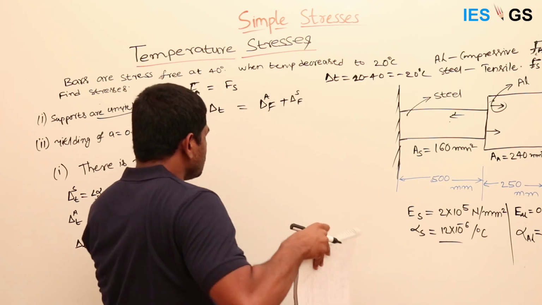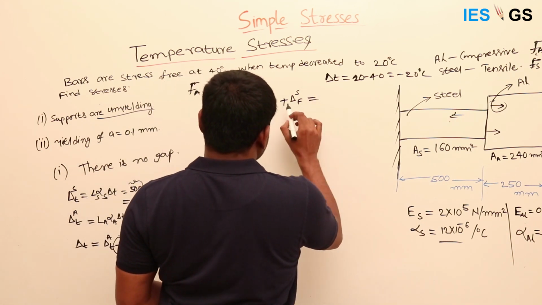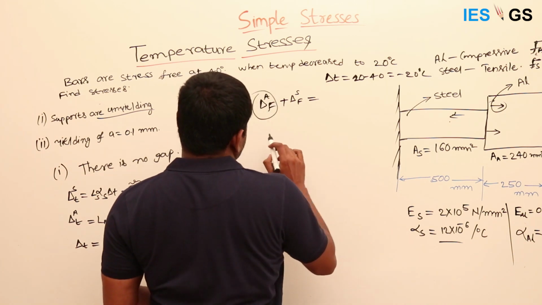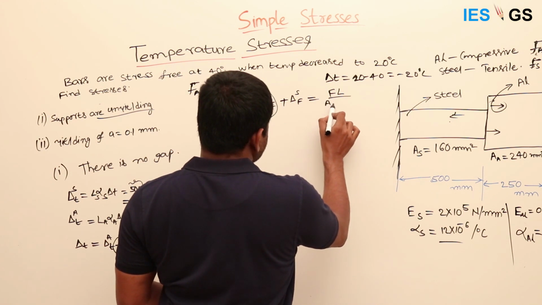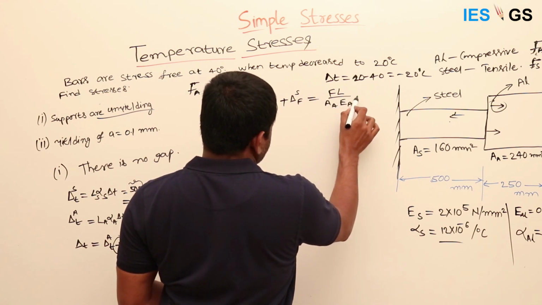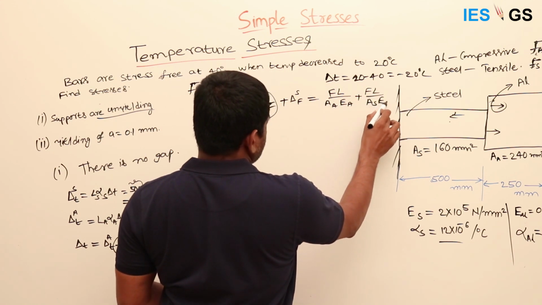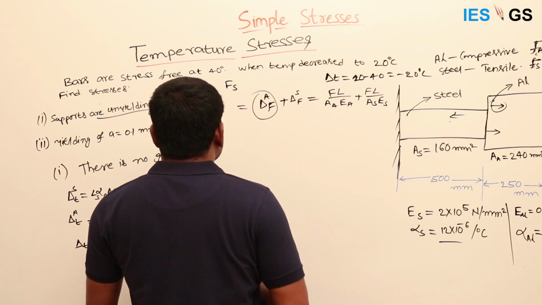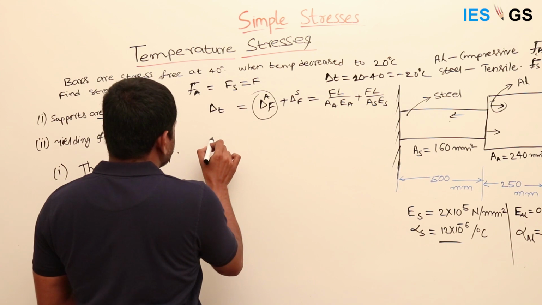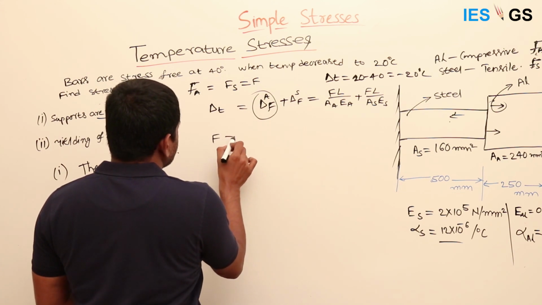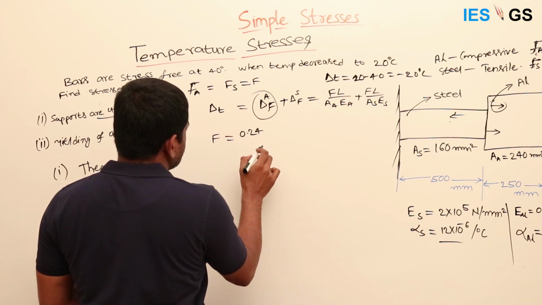Okay, and what are these values here? This is because of the force. Then this is FL divided by EA plus FL divided by ES. Why F? Because here FA equals FS, let's assume F. So we need to find out F equal to delta T. Delta T is 0.24.